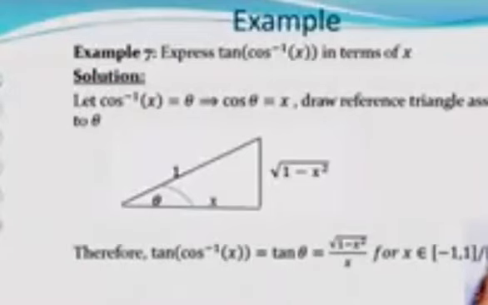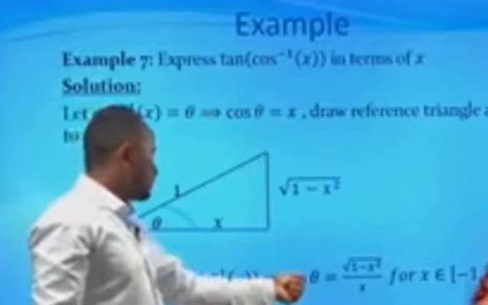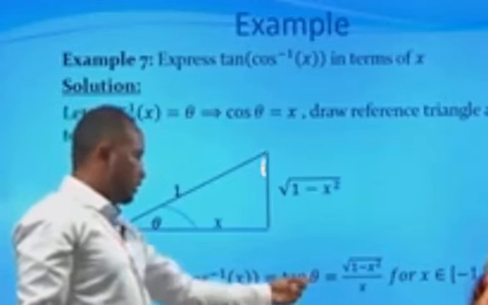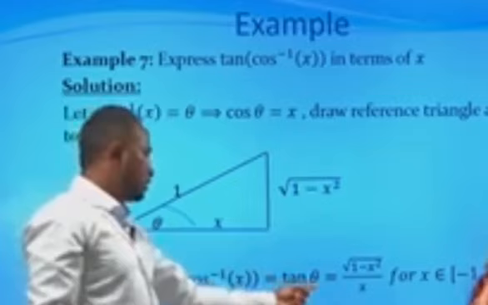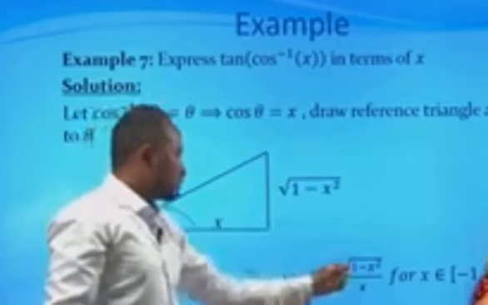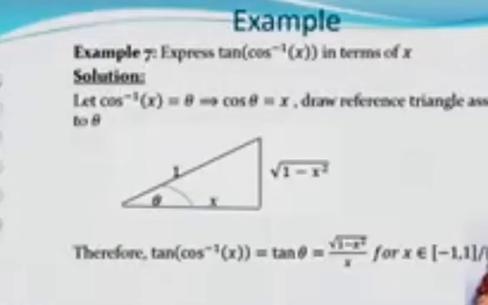And then we are asked to find tan of cos inverse of x. So tan of cos inverse of x is equal to tan theta, since we assumed cos inverse of x to be theta. So tan theta is equal to its opposite side divided by the adjacent, the square root of 1 minus x squared over x, but this is defined for x between negative 1 and 1 without including 0.